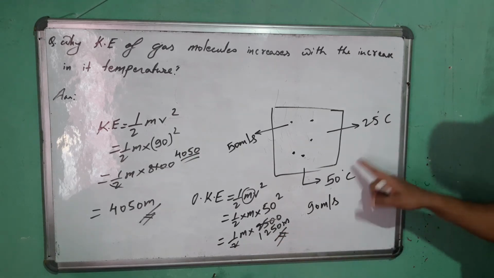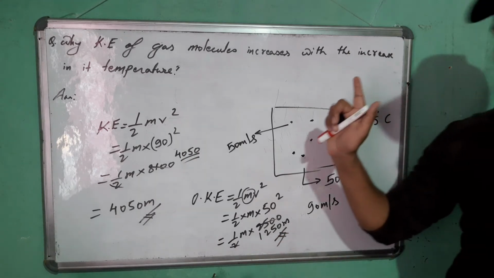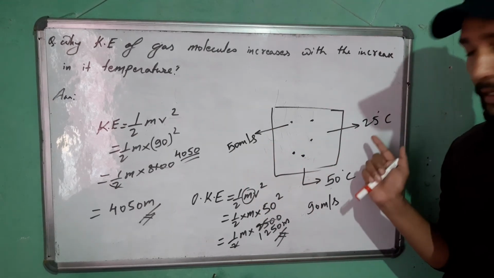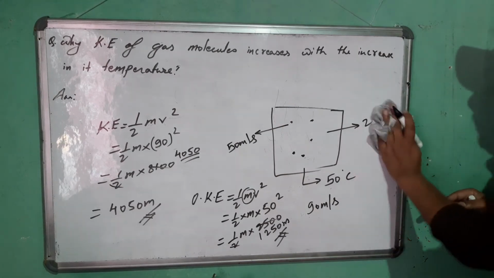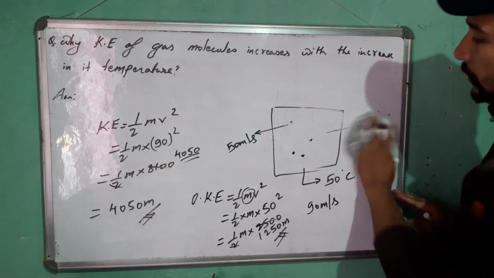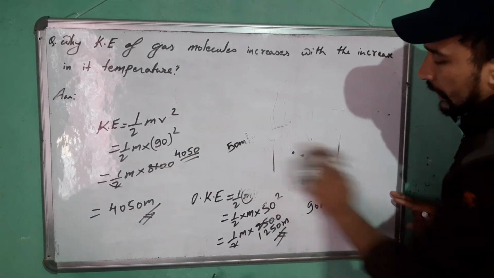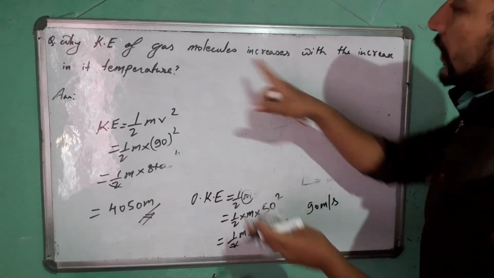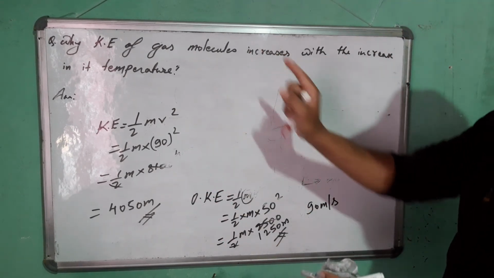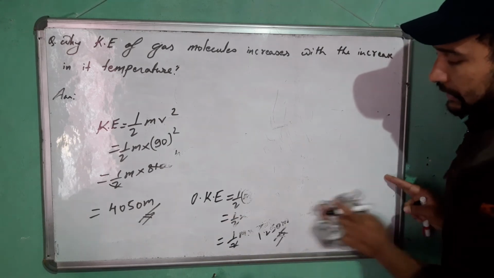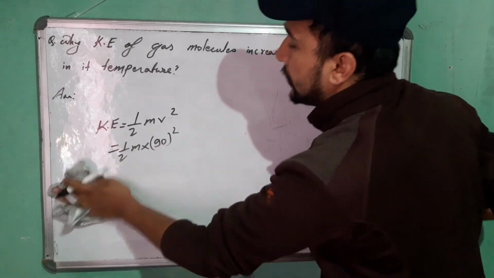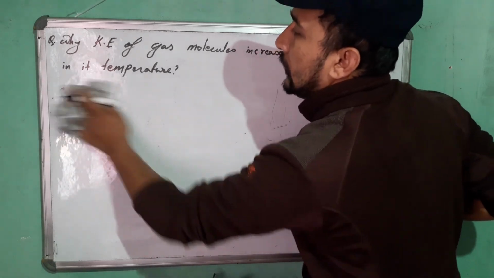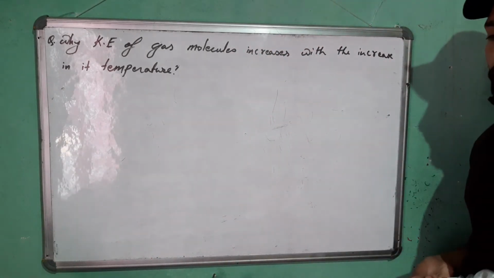So with the increase of temperature, the molecular velocity of gas increases, and due to this kinetic energy also increases. So that is the statement. No need to give this example, just write the statement only. So the statement, what I said is: with the increase of temperature, the molecular velocity of gases increases, and as a result of this, the kinetic energy also increases.